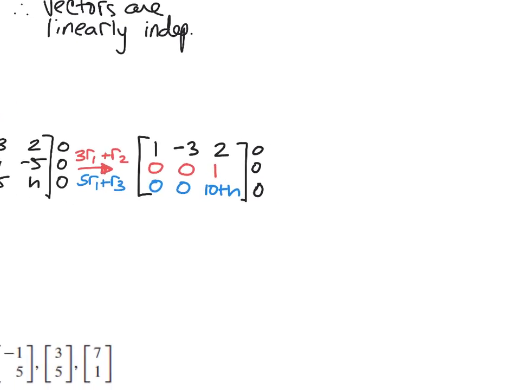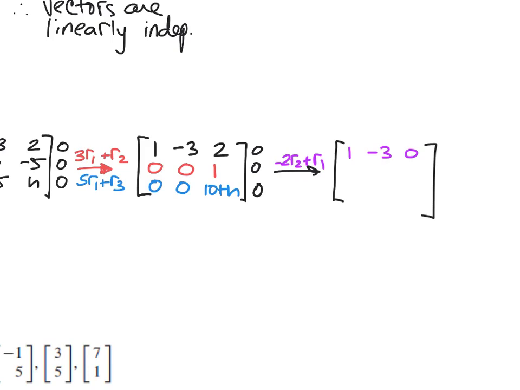So, for example, in this case, I can just do a quick -2 R2 plus R1. That's not going to change anything in R1 except for the 2, which is going to become a 0. So 1, -3, 0. Row 2 is perfectly fine the way it is. But then I have my 0, 0, and 10 plus H.